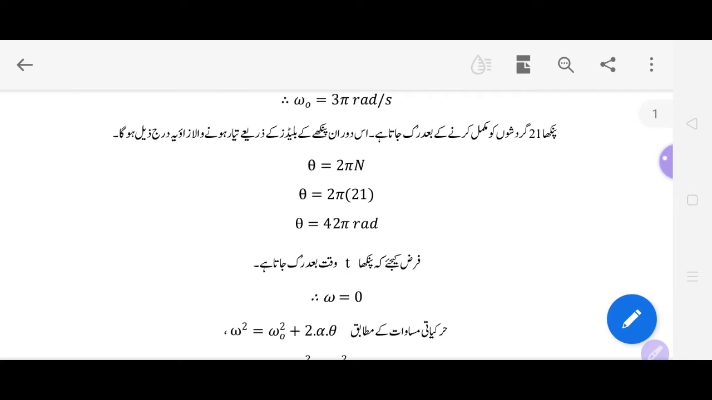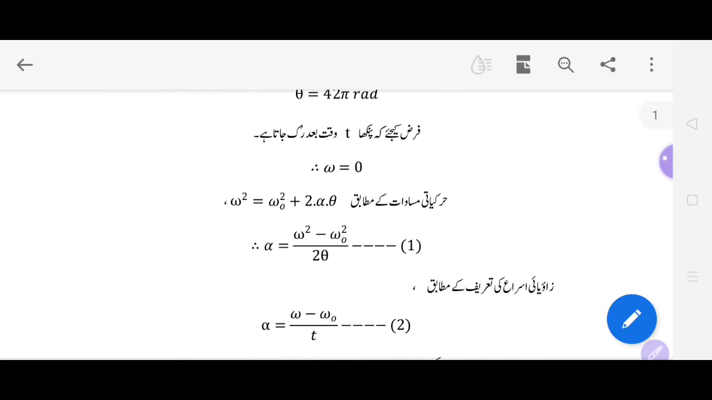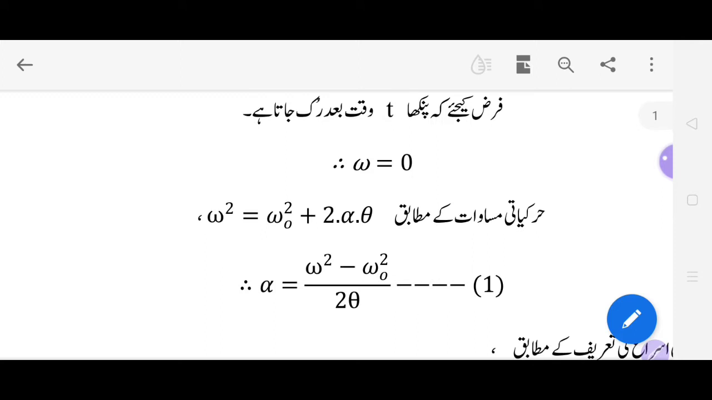Now let us suppose that after time interval t, the fan stops. As the fan is stopped after time t, it means the final angular velocity will be 0. So final angular velocity omega is taken as 0. Now we can take the kinematical equations for rotational motion.